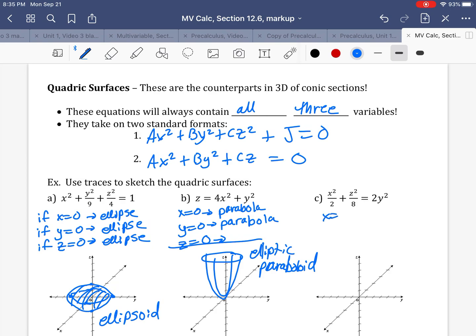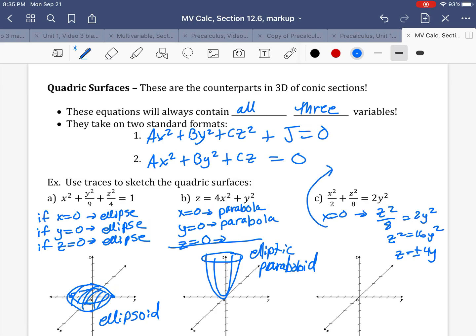All right, so let's let x equal 0. If I had x equals 0, then this one's a little bit different. I would have z squared over 8 equals 2y squared. So I'd have z squared equals 16y squared basically. So if you square root both sides, you would get z equals plus or minus 4y. So that's a line right there. That's kind of weird, a line with the z and the y-axis. All right, so I'm going to wait to draw this and you'll see why.